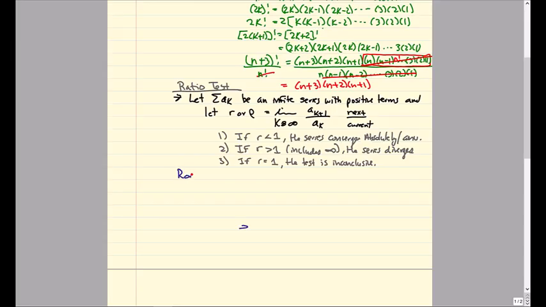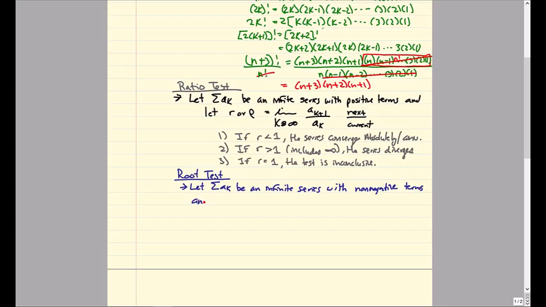So the root test. The ratio test was really good for factorials. It's good for other things as well, but it's really good for factorials. The root test is good for, as you might say, roots. So square roots, cube roots, kth roots, that type of thing. So let's go ahead and let our series a sub k be an infinite series with non-negative terms. So non-negative is different than positive. Positive means greater than 0. Non-negative means greater than or equal to 0.